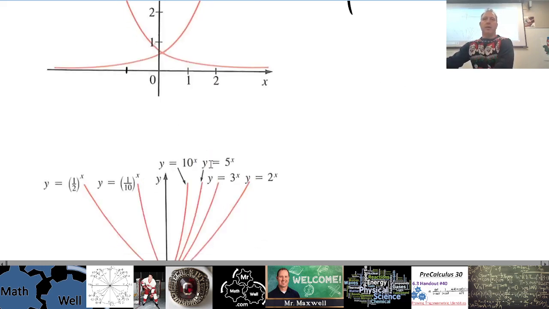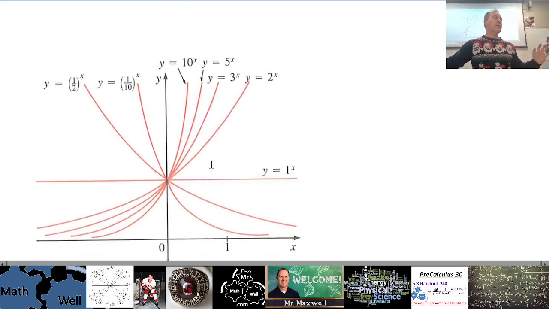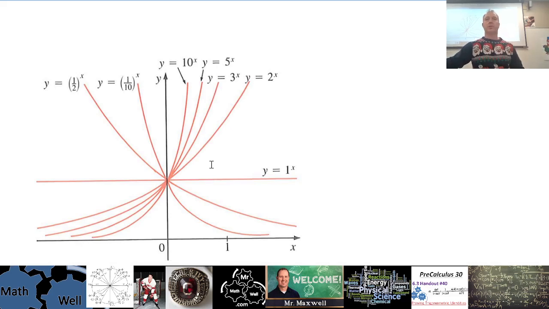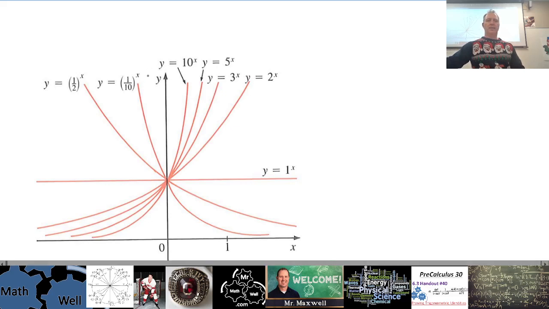Stop me if you see anything you think you've never seen before, if you want clarification on something, because I'm going to go pretty quick through the basics, what the graphs look like and this behavior. This is also in your textbook, Stewart Calculus, chapter 8, section 8.1. And this has a whole bunch of options.